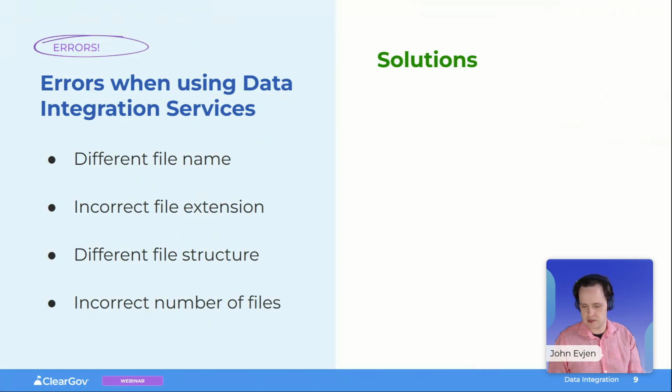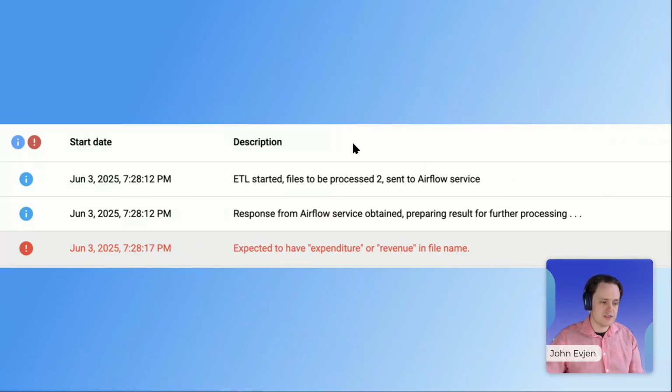Now I'm going to go through what all of these errors or fail-safes are doing, and then we're going to look at the solutions. So the first one, as we could see here, is different file name. This is a fairly easy one. Basically what it is saying, and these are just random error codes that I've seen. So for this one here, this would be a budget book client. As you see here, this is our notification inbox. So ETL got started, process files to be processed to, and then it comes up with an error. Expected to have expenditure or revenue in the file name.